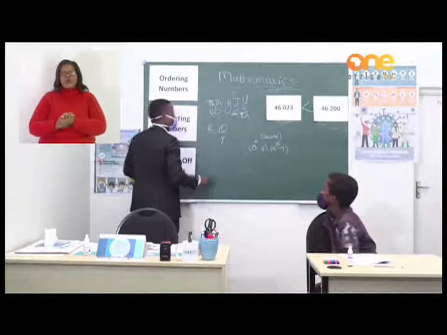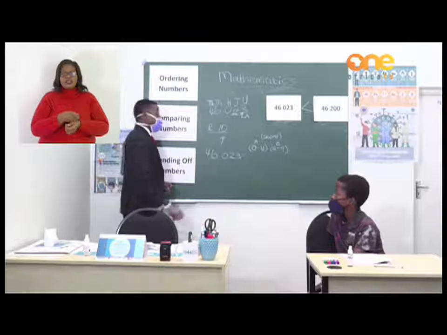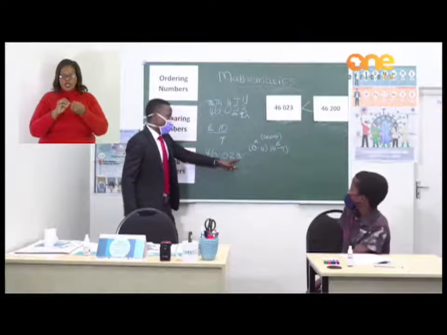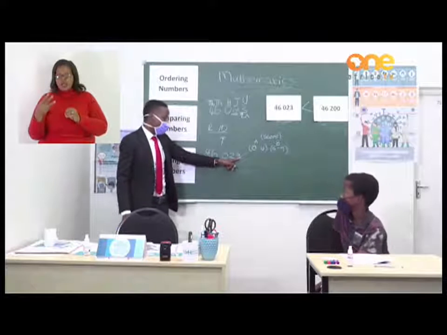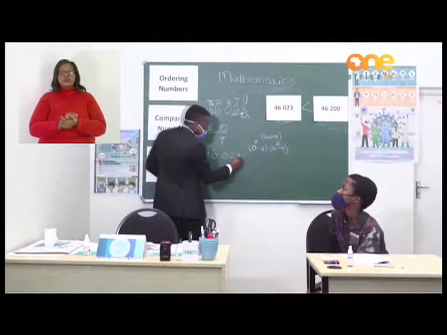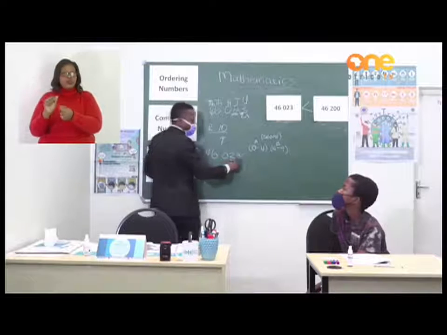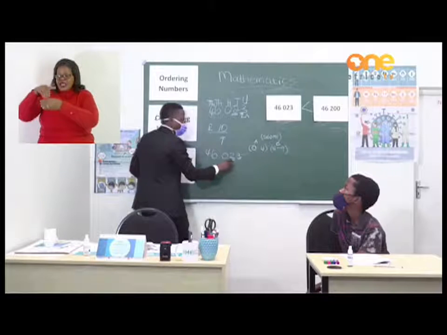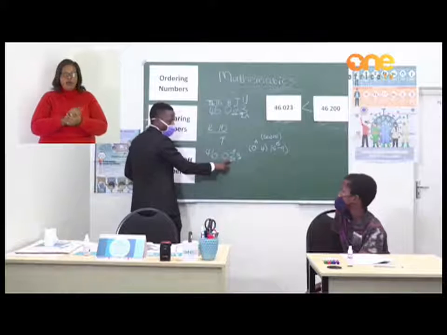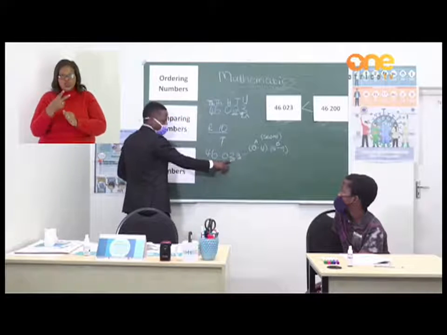Now let's go back to the number. You have 46,023. We are rounding off 2. The number we need to look at is 3. We ask ourselves a question: can 3 change 2? Yes or no? If 3 falls under this category, it cannot change 2. If 3 falls in this category, it will change 2, by adding 1 to 2. But if it cannot change 2, 2 will remain the same.